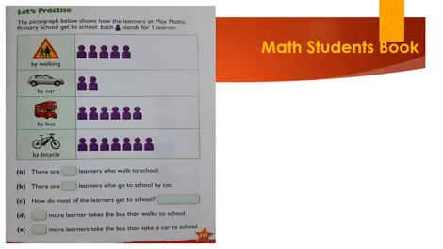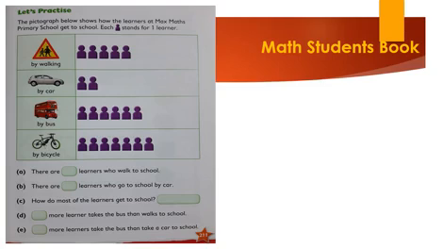Okay, this time kids, I want you to open your math student's book. On page 211, you will find this picture. So let's practice. The pictograph below shows how the learners of Max Maths Primary School get to school. Each picture stands for one learner or one student. So kids, how do you go to school? Okay, most of you go by car and some of you go by bus.